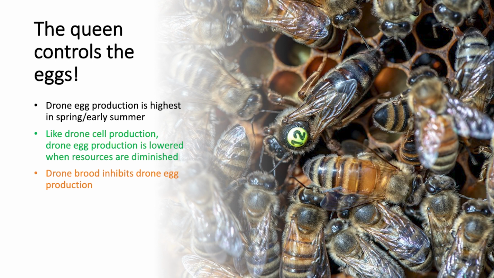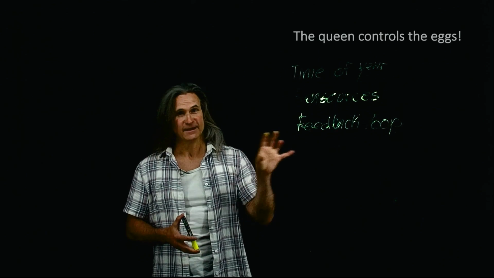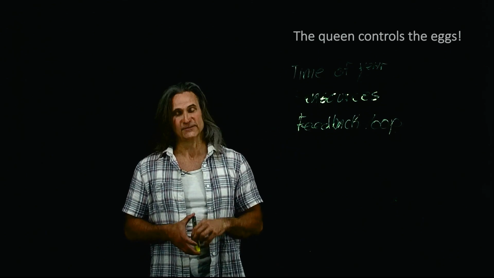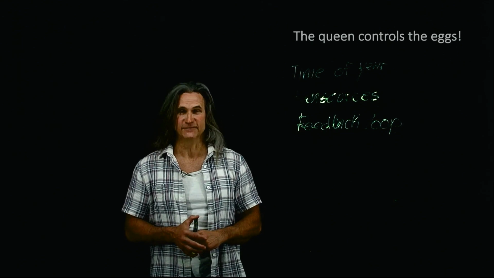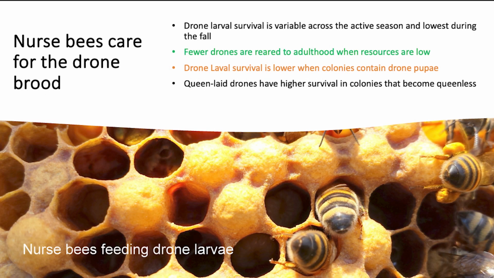So resources are very important to determining whether she will lay eggs or not. And finally, the presence of drone brood in the colony will prevent her from laying drone eggs. So there's another feedback loop, just like with the workers. So time of year, spring and early summer, resources must be coming in very heavily, and the feedback loop, the presence of drone larvae and pupa in the colony, affects whether she will lay a drone egg into a cell.